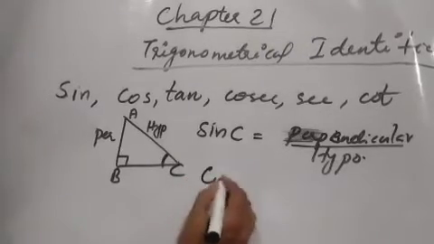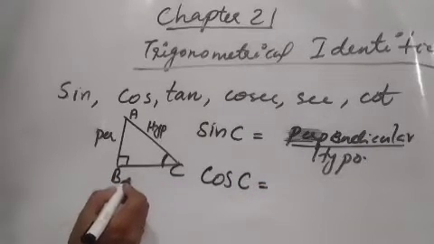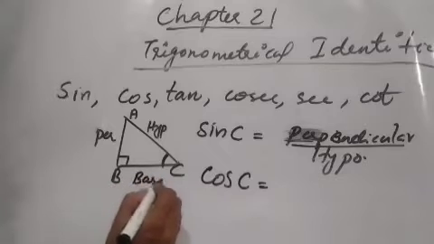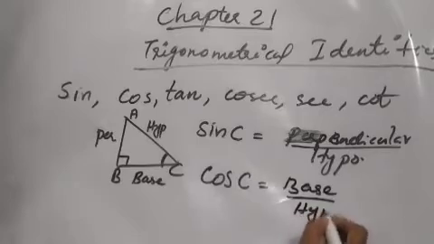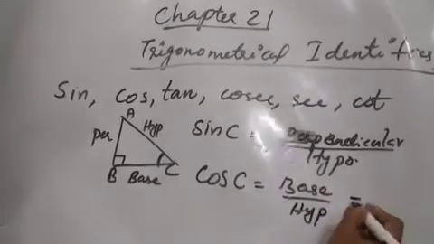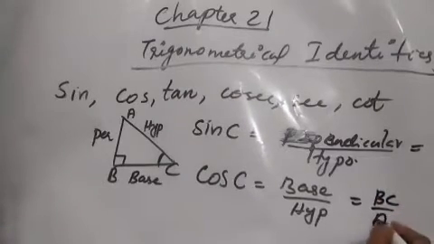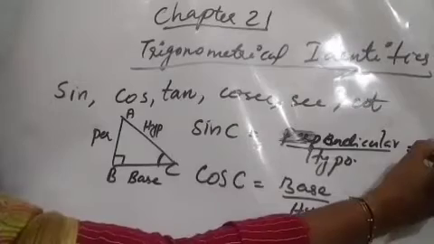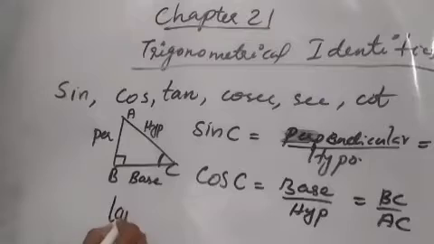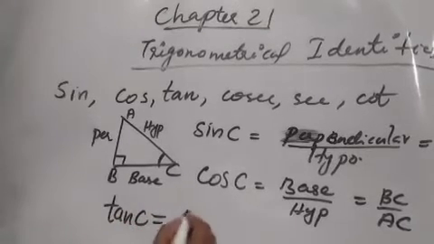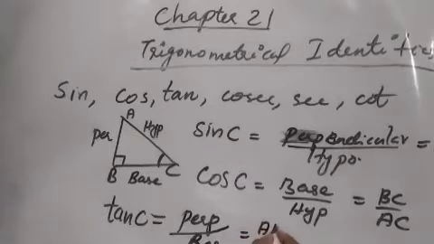Next ratio is cos. Cos C is, the side adjacent to C is BC. This is called base. So the ratio between base and hypotenuse is called cos. Here it is, cos C is BC by AC. And sine C is AB by AC. And the third one, tan C. Tan is the ratio between perpendicular and base. That is AB by BC.